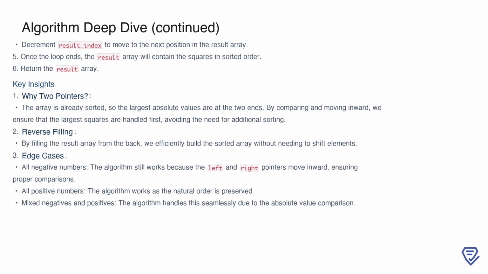For example, if the array contains only negative numbers, the pointers still move inward, comparing values correctly. Similarly, for arrays with only positive numbers, the natural order of the squares is preserved. When the array contains both negatives and positives, the absolute value comparison ensures the algorithm works as intended.